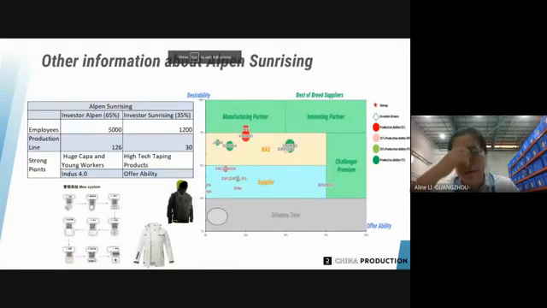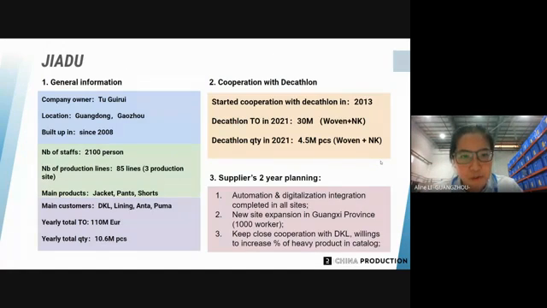First of all, I will introduce Godel's situation with a briefing. You can see the PPT. Jiadu, also named Godel, was built in 2008 and started cooperating with Decathlon in 2013. This year the turnover is 30 million, and they produce woven products plus some NK jackets. The quantity this year is 4.5 million pieces. The total turnover is 110 million euro. They work with Decathlon, Li-Ning, Anta, and Puma.